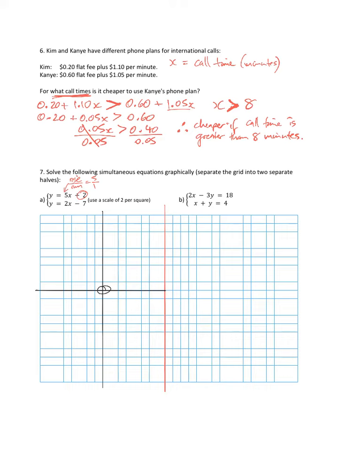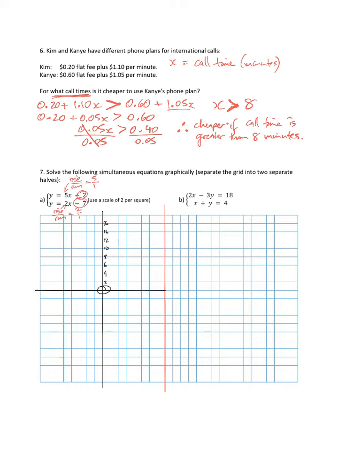The other line, rise over run, is going to be 2 over 1. Y-intercept is negative 7. So now I can draw the lines, knowing that the scale is 2 for every box. So 2, 4, 6, 8, 10, 12, 14, 16, etc.